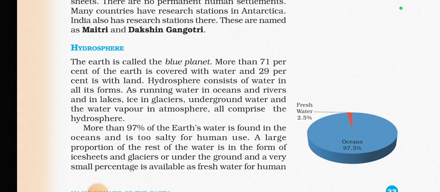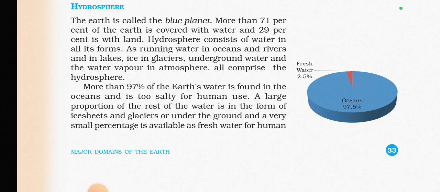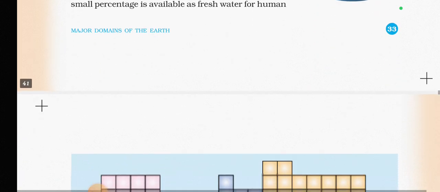More than 97% of the Earth's water is found in the ocean, and it is too salty for human use. A large proportion of the rest of the water is in the form of ice sheets, glaciers, or underground water, and a very small percentage is available as fresh water for humans. As you can see in the figure, fresh water is about 2.5% and oceans about 97.5%. So only 2.5% is available as usable fresh water.